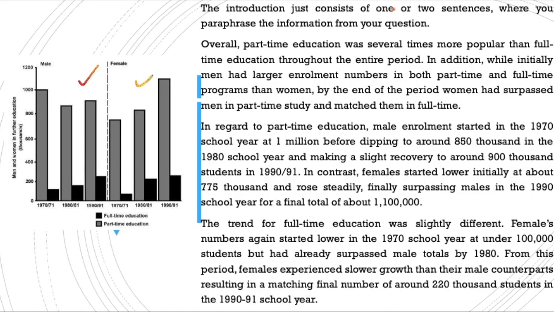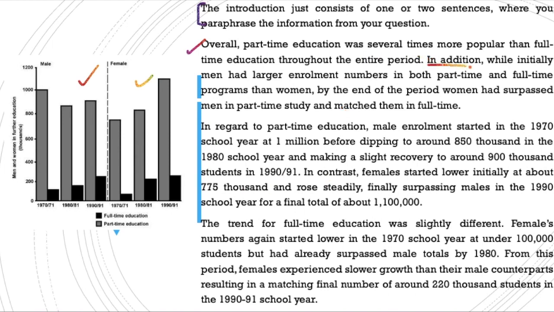The introduction just consists of 1 or 2 sentences. The given bar chart represents educational attainment of males and females in the 30-year period from 1970 to 1991. Then you can talk about the general overview, which is overall part-time education was several times more popular than full-time education throughout the entire period. And this is what we just discussed.